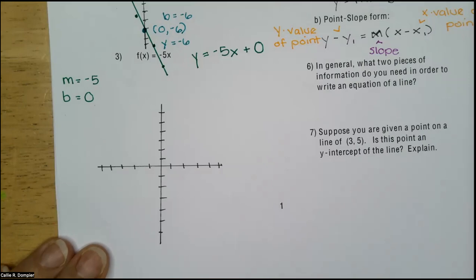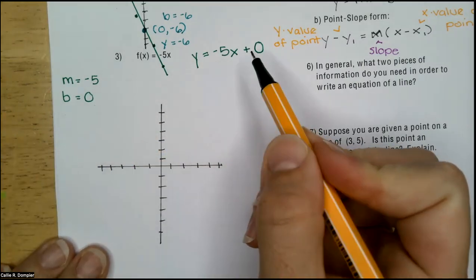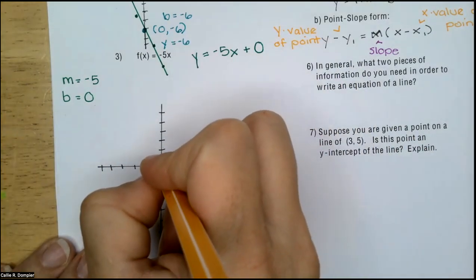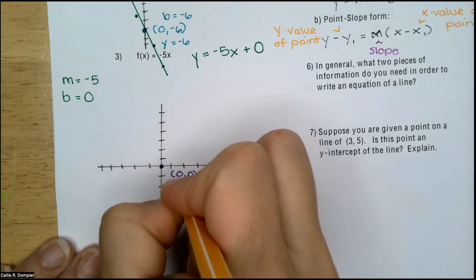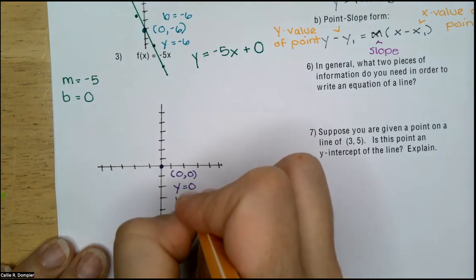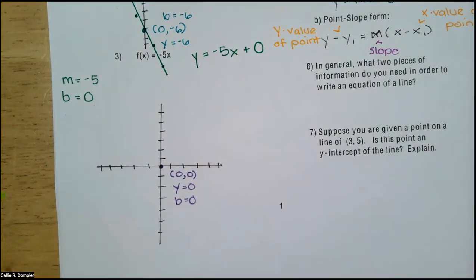What does it mean that my y-intercept is 0? It means it crosses y at 0. So we can call that 0, 0. We can call it y equals 0, and we can call it b equals 0 because y equals mx plus b. B is our y.